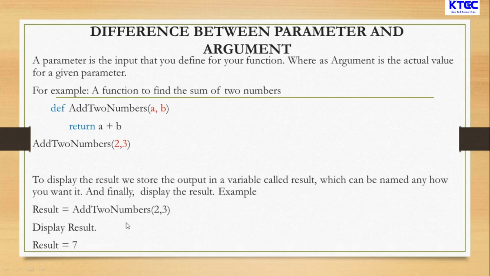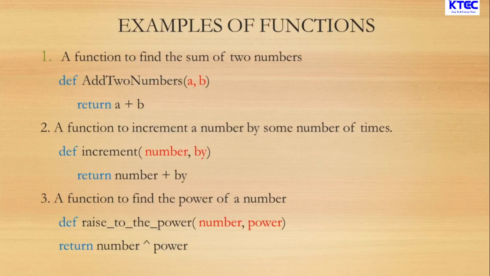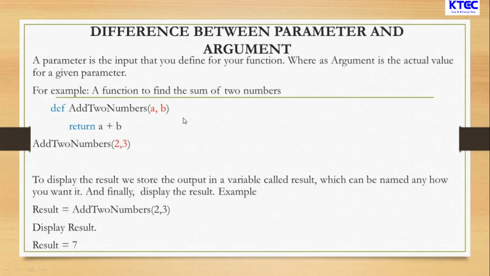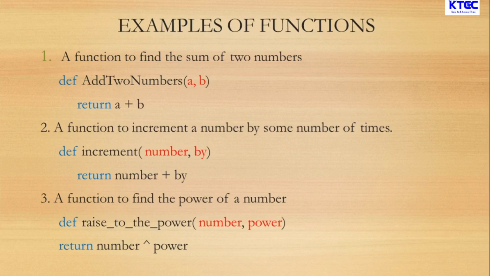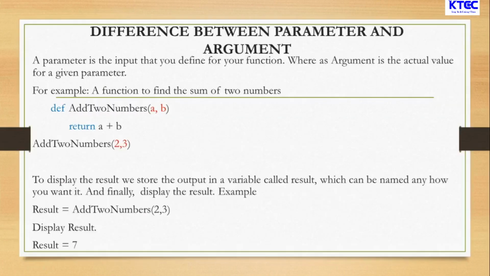Now, let's look at the difference between parameter and argument. Now, a parameter is the input that you define for your function. Let's go back. These are the inputs we define for our function. This is what we need from the user. So these are the parameters. Whereas argument is the actual value for a given number. Now, when we call this particular function, the numbers the user will input to represent this becomes what? The argument. So that is what we are talking about. We'll see that very soon.